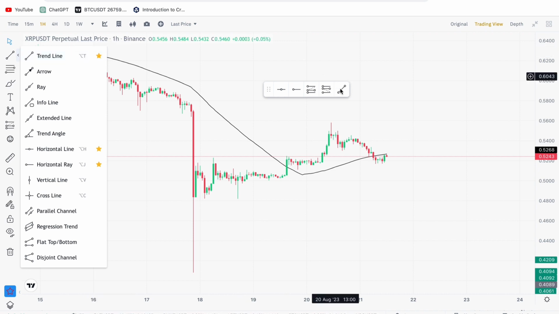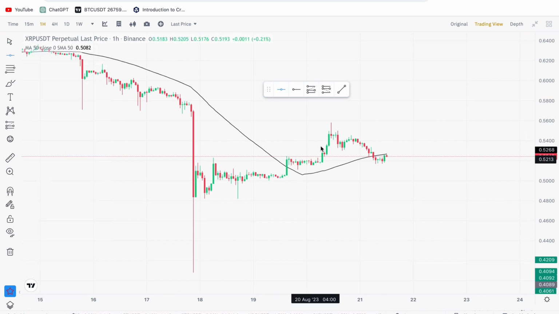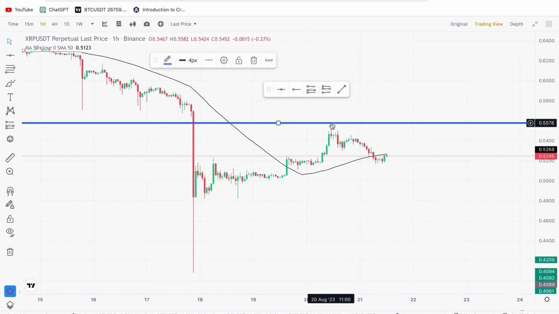If I click the star, you can see the trend line now appearing. Now the next thing that we want to do is add the horizontal line. The horizontal line is usually the one across the chart, moving from right to left. So if I click it, then I'll add it to the nearest resistance zone, that is about here.